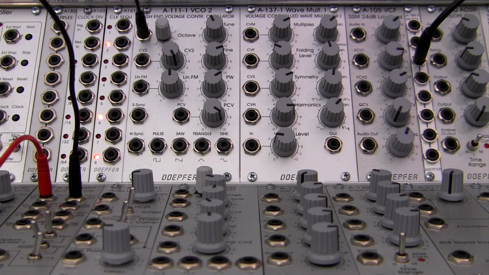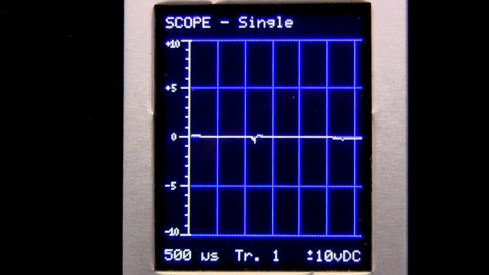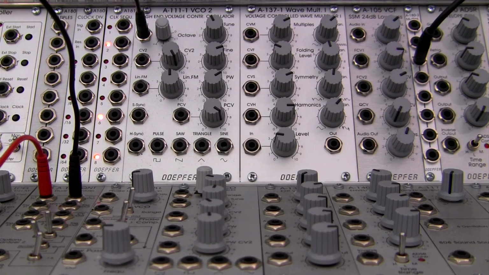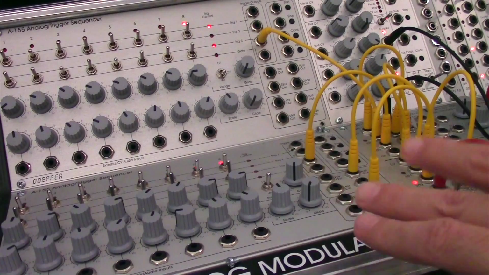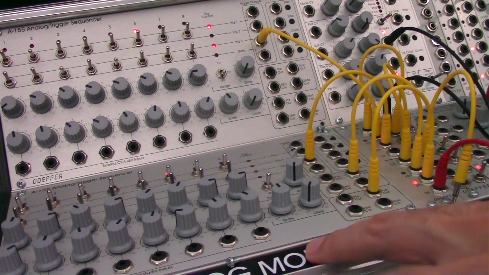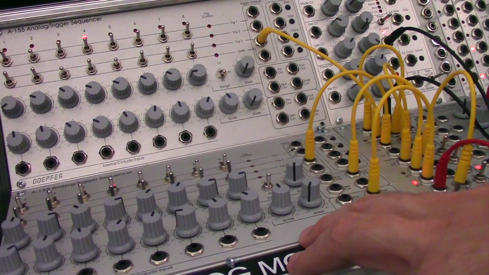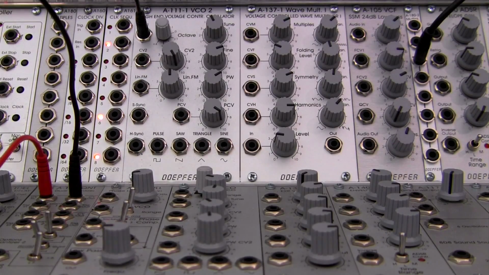So I do have my oscilloscope set up over on the side there. So we will be taking a look at some of this as it's being processed in real time. And also over here on the left, I have my sequencer set up because we're going to be using this to trigger some notes that are going to be going over into our wave multiplier. So without further ado, let's just jump right in. We're going to start by processing a triangle wave.